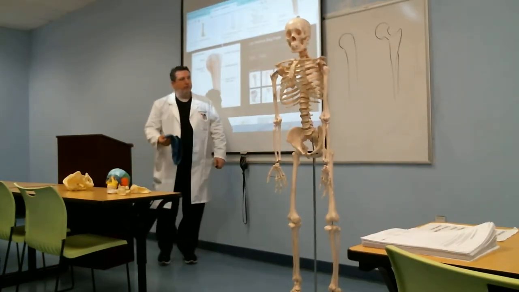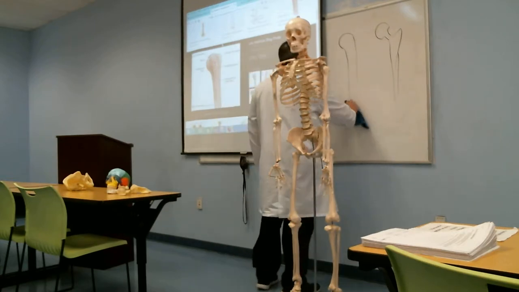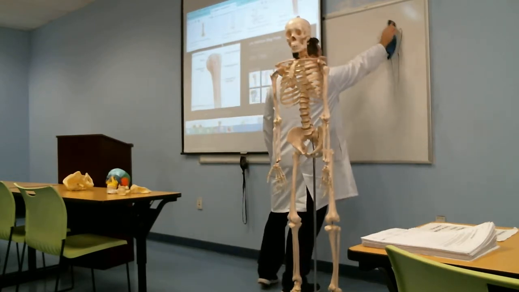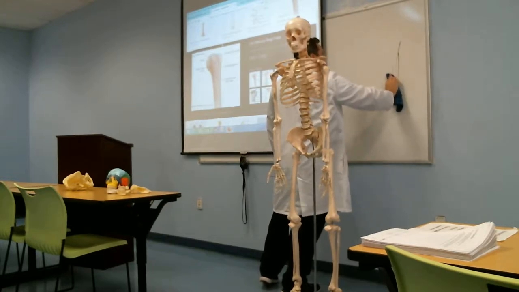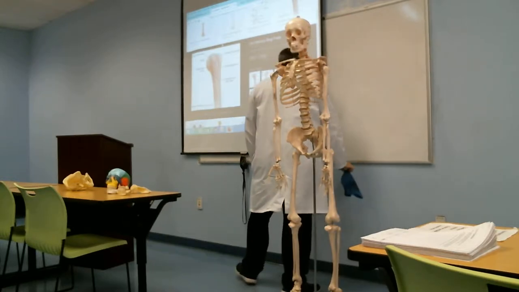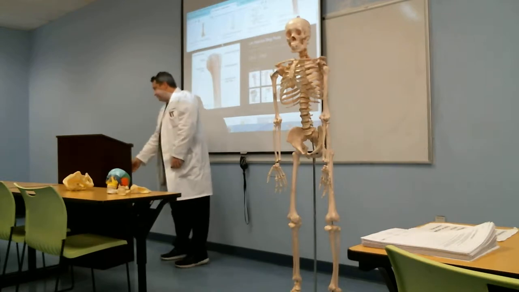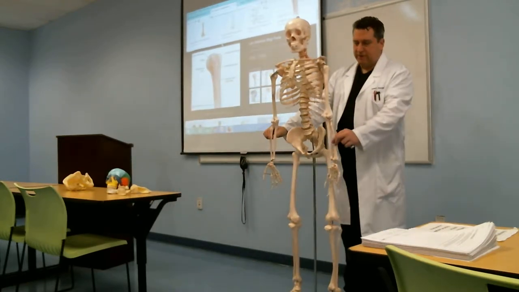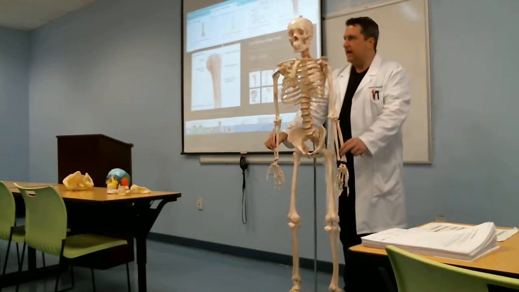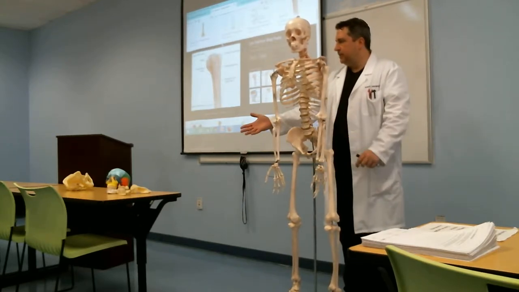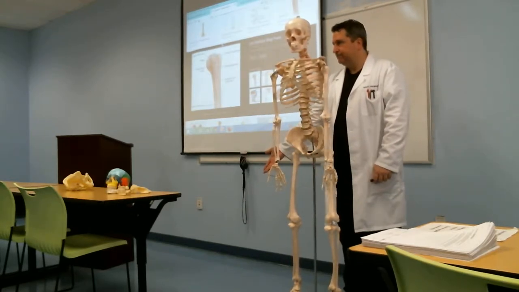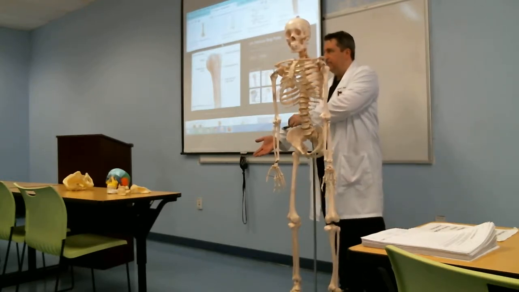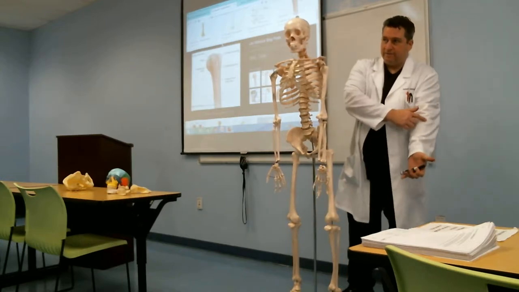The next bones are the bones of the lower arm, the radius and the ulna. Now, the radius is this one here. It is on the lateral side. In other words, it is on the thumb side. The radius is on the thumb side, the lateral side.